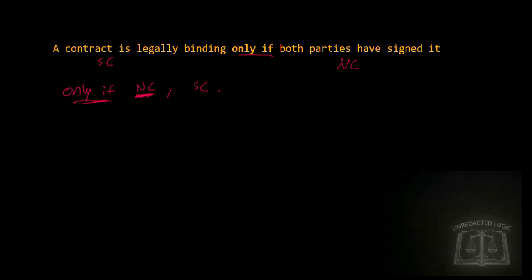Okay, so how do we diagram this one? A contract is legally binding only if both parties have signed it. The contrapositive, not S, arrow, not B.